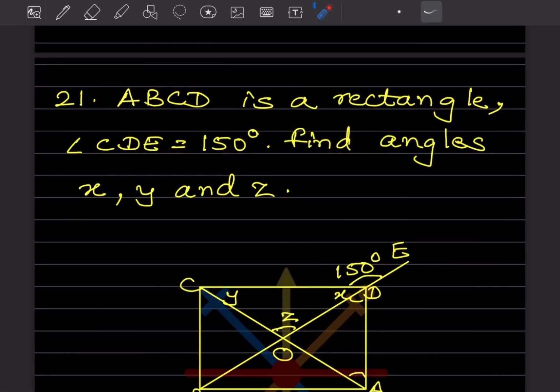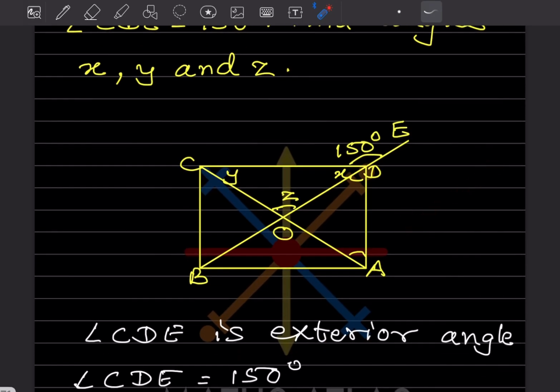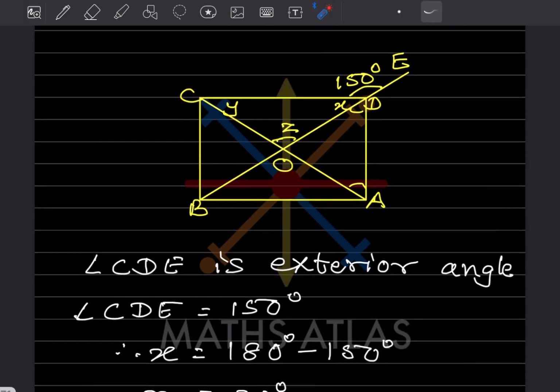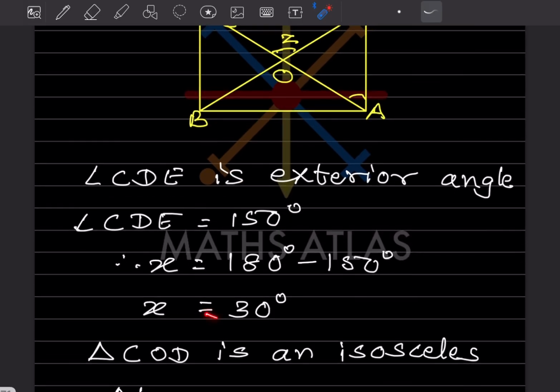Now here ABCD is a rectangle and angle CDE is 150. You have to find the angles X, Y and Z. So this is the figure given. Here CDE is the exterior angle. This 150 is the exterior angle because it is outside the rectangle. Now you can see this is a linear pair. So X is going to be 180 minus 150, which is 30 degrees.